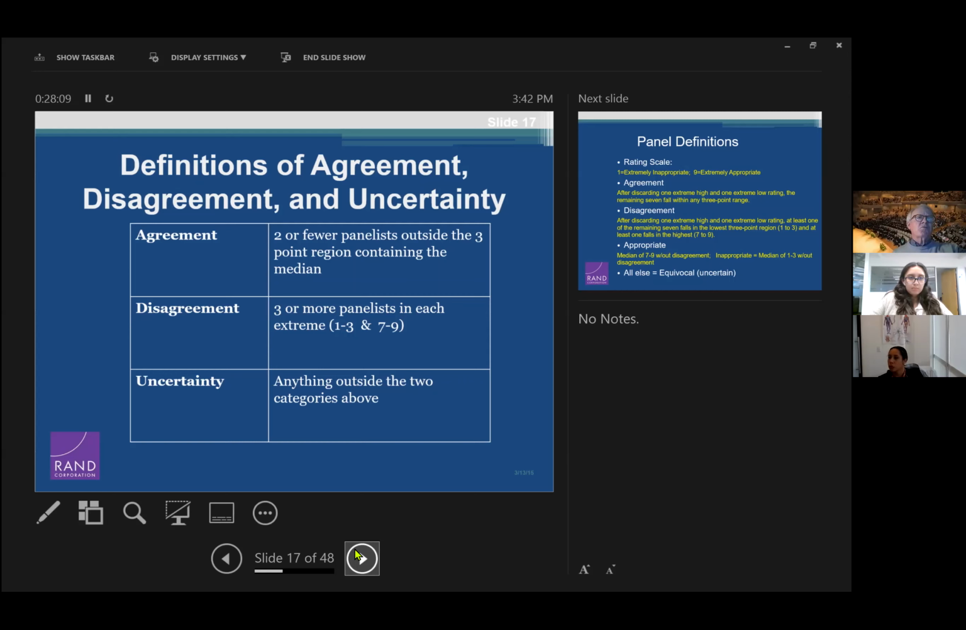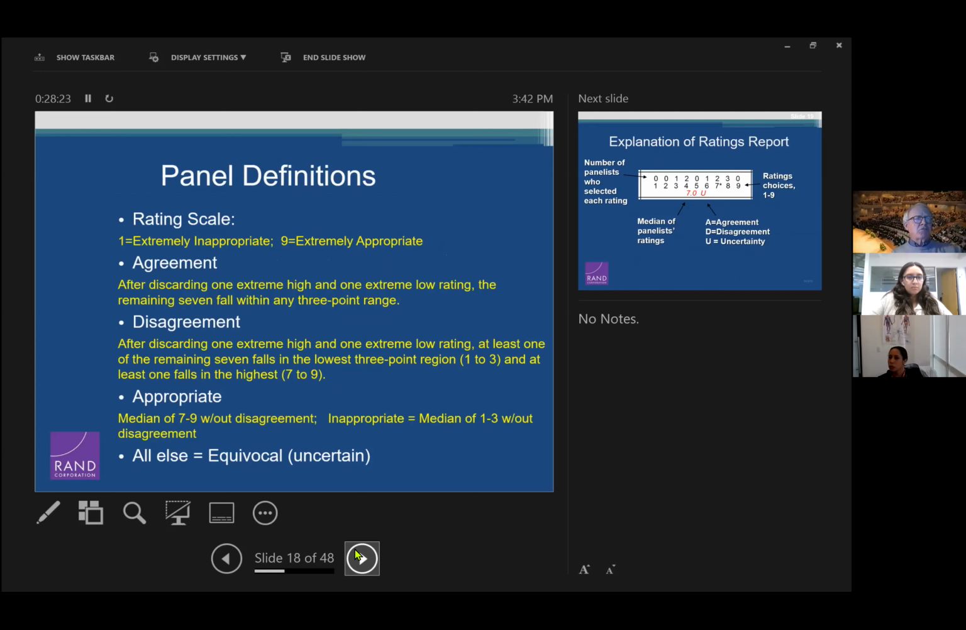From 1 to 3, there's 3 there, and there's 3 in 7 to 9. So the panel's completely split about whether they think it's appropriate. And uncertainty is when it's neither of those 2, but they're spread all over the place. Here's the rating scale: extremely inappropriate to appropriate. And then after discarding what I just told you, one high, one low, then we look at where they fall. The funny thing is you can do a sensitivity analysis by playing around with different definitions of agreement, and we do that as well to see what difference it would have made.